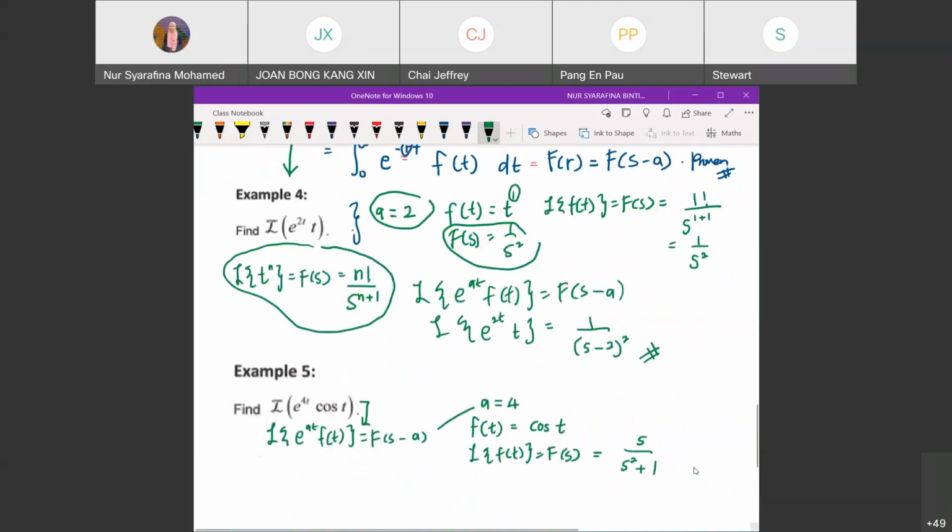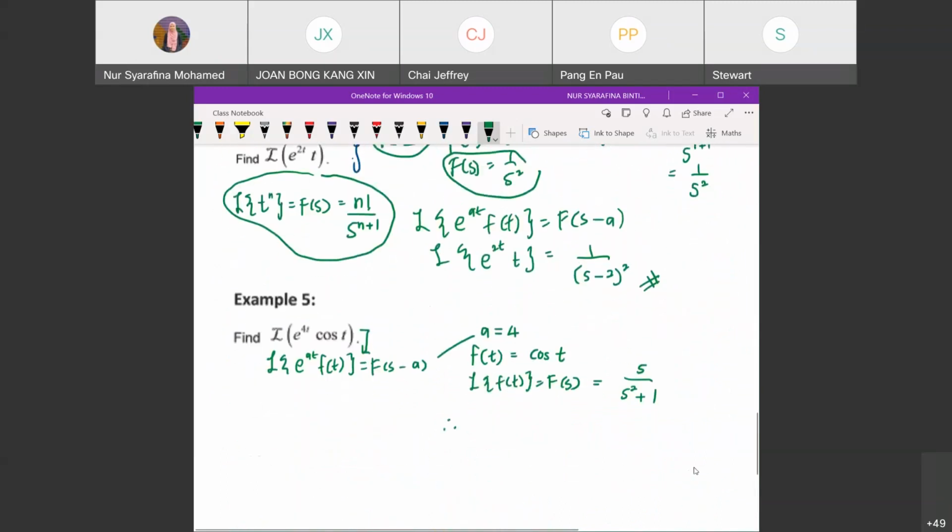Okay, now this is your F(s). Then what is your F(s minus a)? You have your F(s), you have your a, then just substitute. So F(s) is s over s squared plus 1. So F(s minus a) should be s minus 4 over (s minus 4) squared plus 1. Okay, is that clear? Any question? No question. Okay, let's try the example.